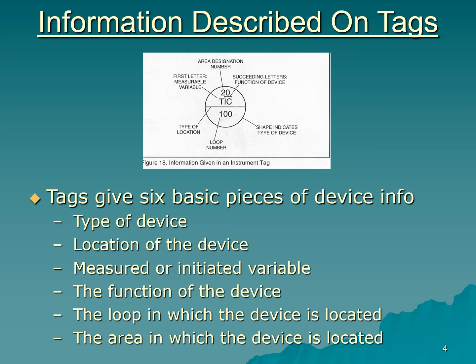The function of the device. That's what I and C stand for here. The loop it's located in. This is located in loop 100, and then the area is area 20 in loop 100. So as you can see, there's lots of information to be had there.